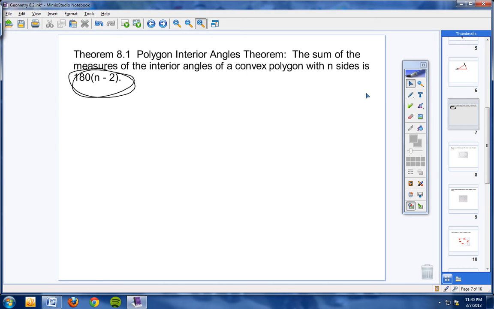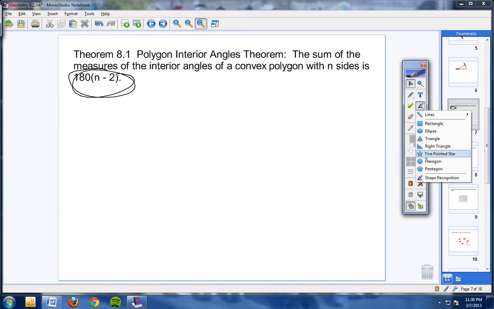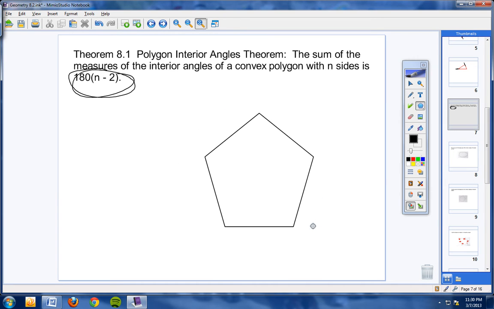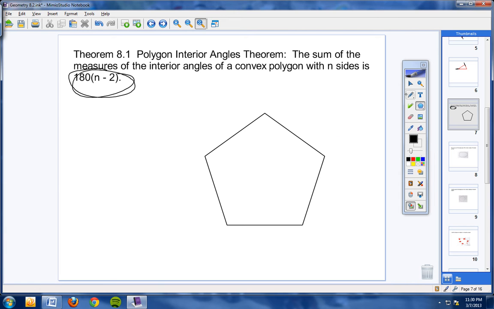All right. Let's try a pentagon really quick. Okay? All right. Here we go. There we go. Copy that in your notes if you would, please. I want us to find the sum of all of the interior angles. Now, I'm not asking you to find what each angle is, but find the sum. Okay, no problem. Here's our new formula we just learned.